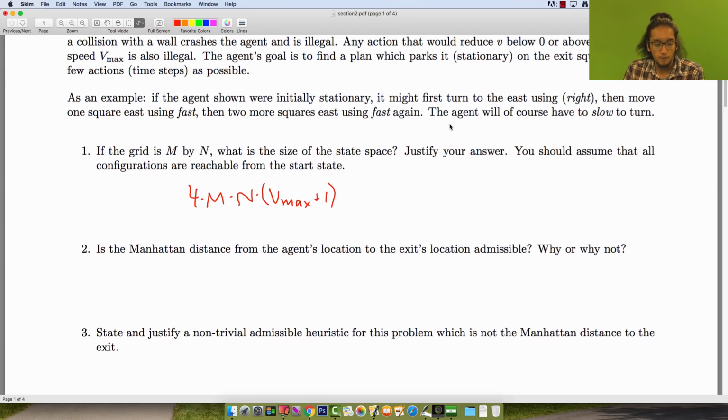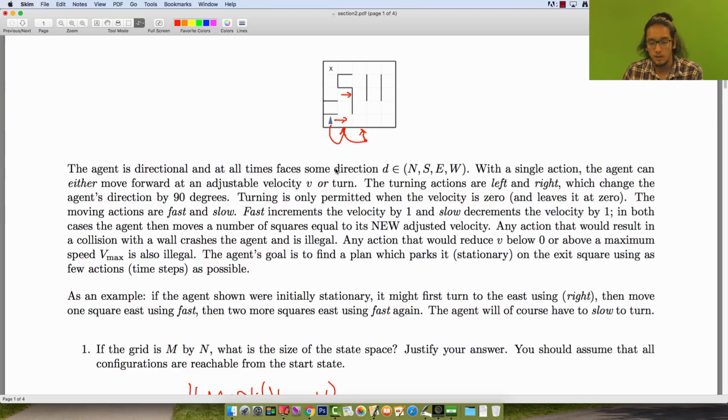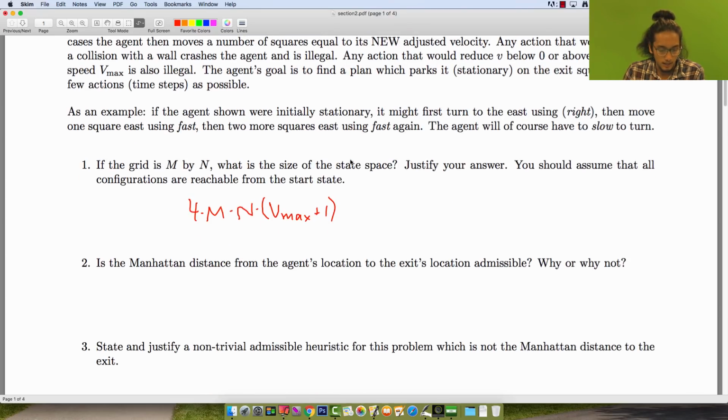Okay, part 2. Is the Manhattan distance from the agent's location to the exit admissible? Why or why not? So this is your standard question about the admissibility of a certain heuristic. In this case, the heuristic being the Manhattan distance to the goal. Just to recall, what does Manhattan distance mean? Basically, it's the number of hops you would need to take on the grid to get from your current position to the goal, assuming that there was no walls in the way, right? So it's just the difference between your x values plus the difference between your y values, or i and j values, if you want to use that. So that's what Manhattan distance is.